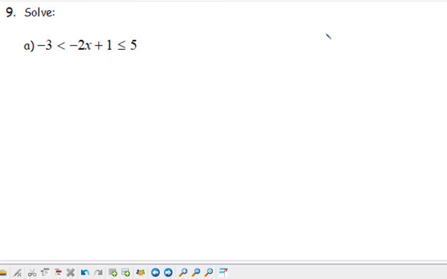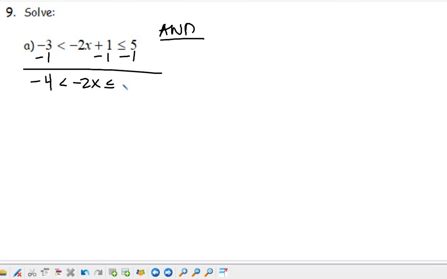Alright, so this is just basic compound inequalities. So we need to solve for x. So if I do it here, I have to do it here and here. This is an AND statement. So I have negative 4 is less than negative 2x is less than or equal to 4. Divide everything by negative 2. Remember, when you divide or multiply by a negative, you have to flip the sign. So it gives me 2 is greater than x is greater than or equal to negative 2.